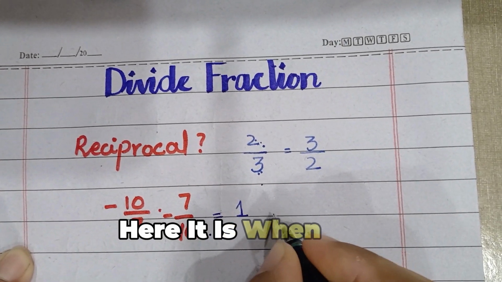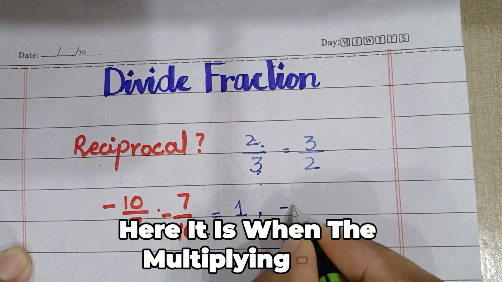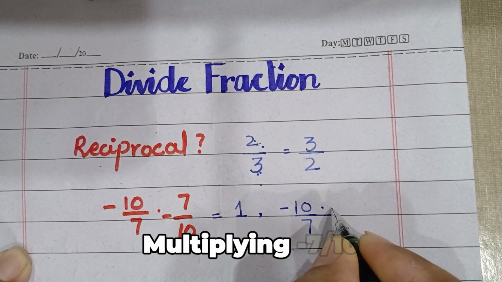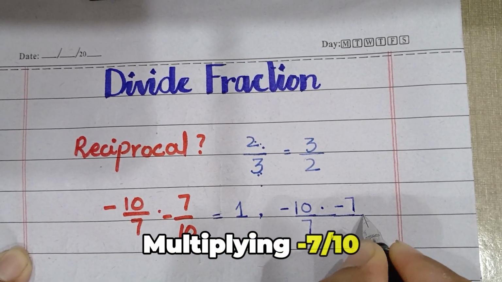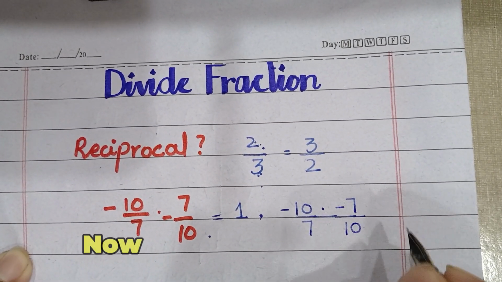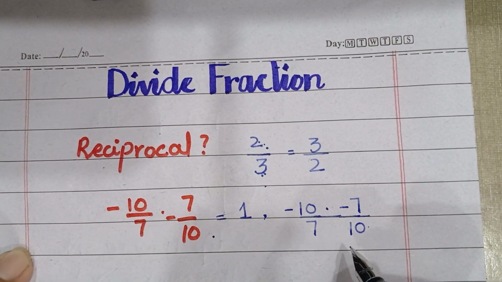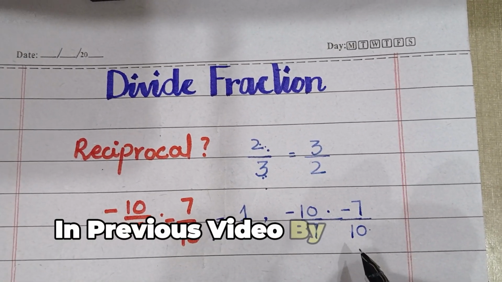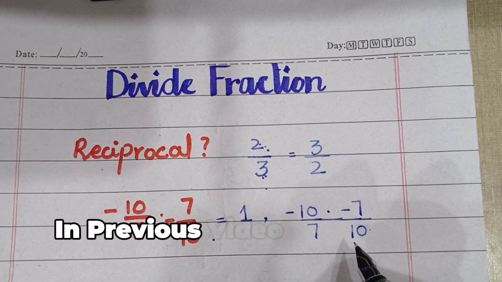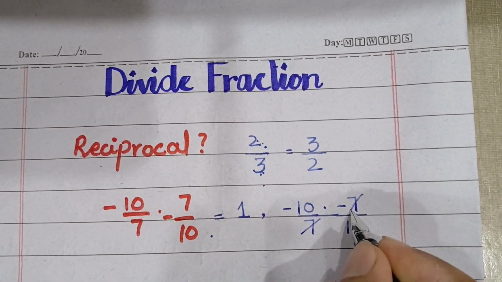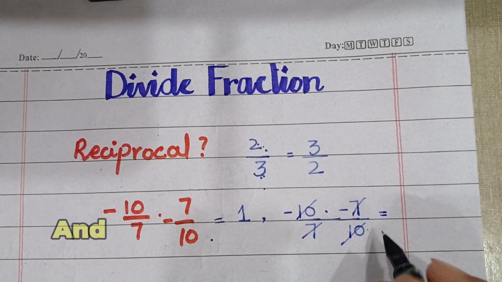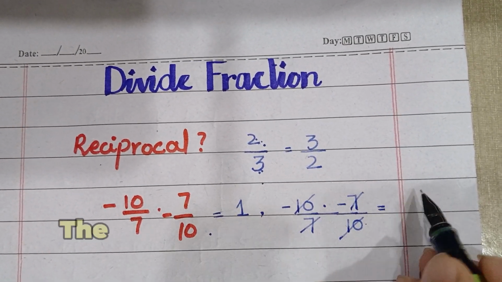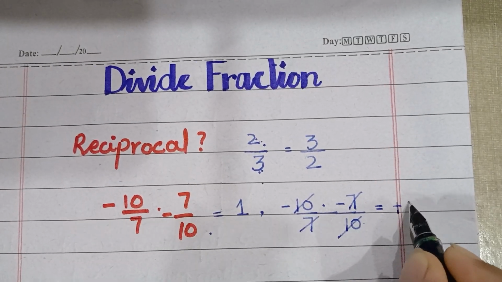Here it is when they are multiplying: -10/7 multiplying -7/10. Now they are multiplying, and then we divide out as we did in the previous video, and now both fractions have the same signs. Now the sign of the product will be positive.